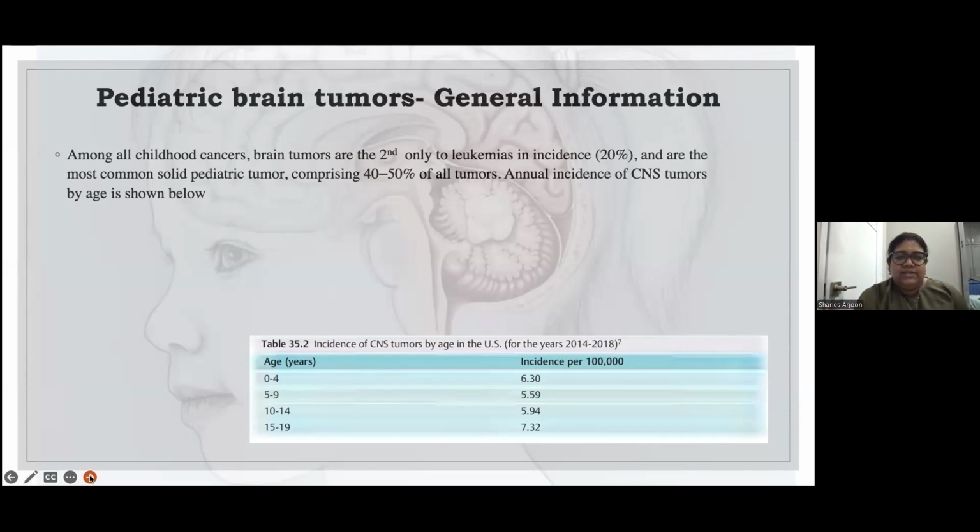The annual incidence of CNS tumors by age is shown in the table below. In the 0 to 4 age group, there's an incidence of 6.3 per 100,000. In the 5 to 9 age group, 5.9, and in the 10 to 14 age group, 5.94, and in the 15 to 19 age group, 7.32 per 100,000 incidence.